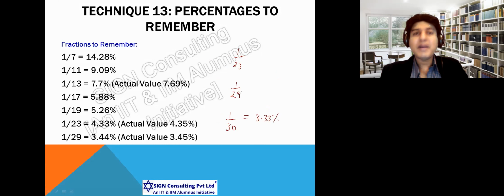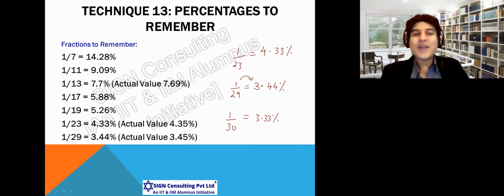Now 1 by 29 in terms of percentage, just remember it this way. The value will be greater than 3.33. So it will be 3 point, replacing it with all fours, 3.44 percentage. Again, the actual value is 3.45 percentage, but it's easy to remember as 3.44 percentage. For 1 by 23, it will be 4 point, replacing it with all threes. So it will be 4.33 percentage.